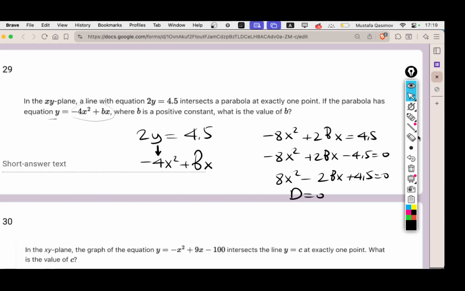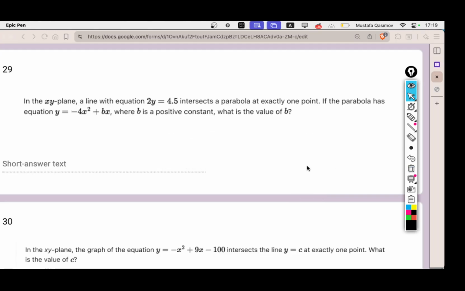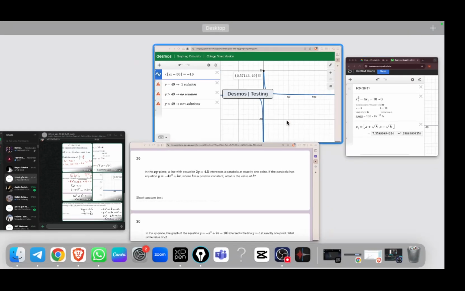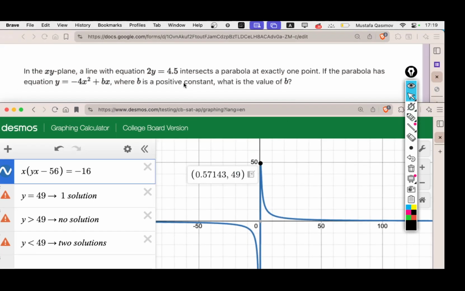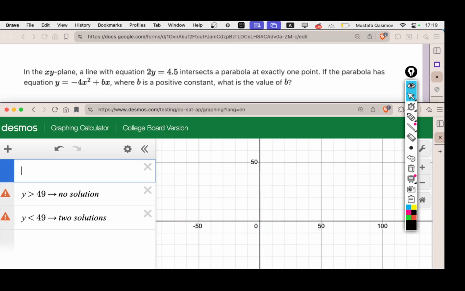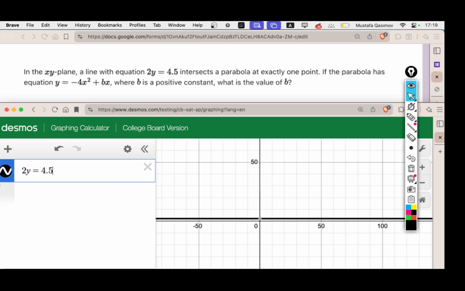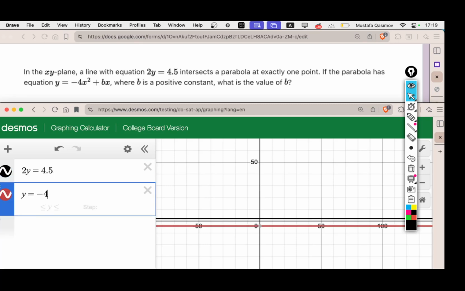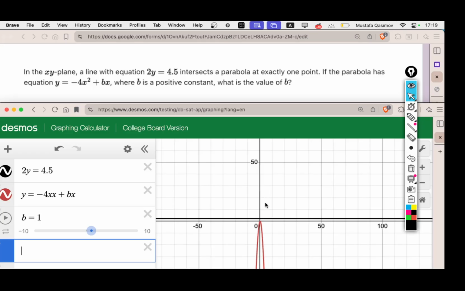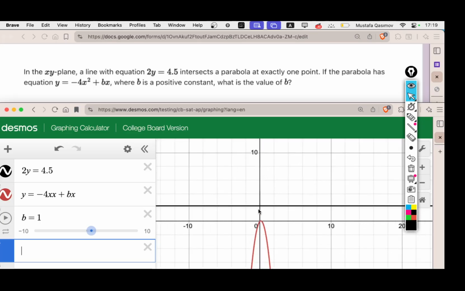Okay, let's continue. I will also show the Desmos method. For the Desmos method, it is the same. You have to write like that. You have here also at Desmos 2 method. We have 2y is equal to 4.5, and we have y is equal to -4x squared plus bx. Then add a slider. You have to make them intersect at one point.